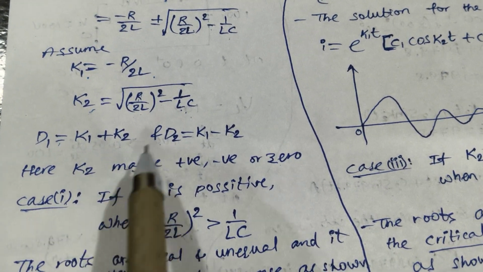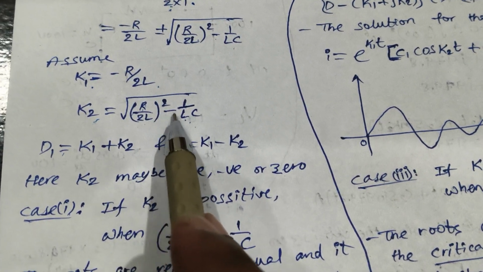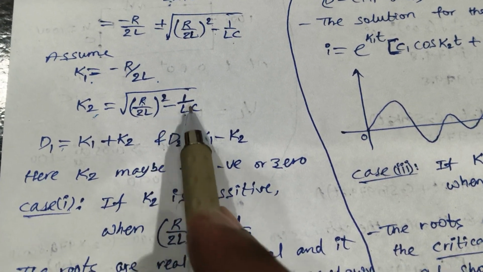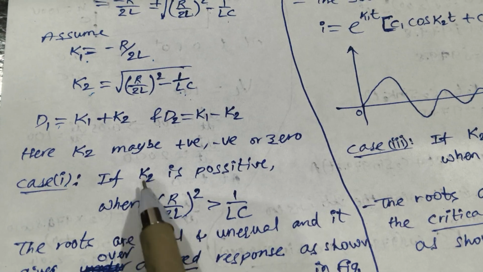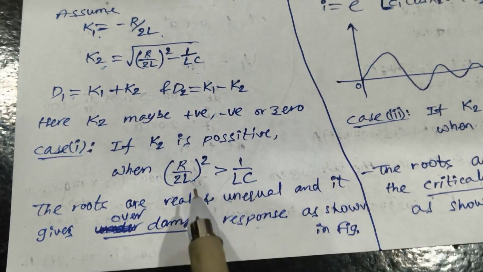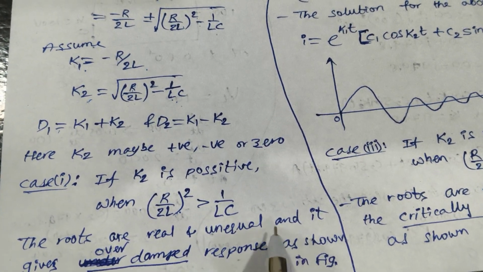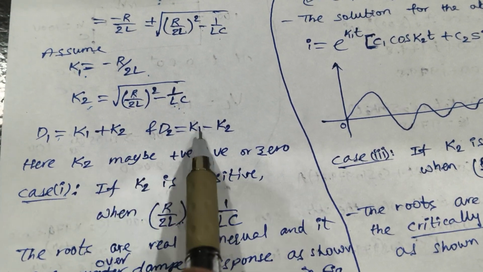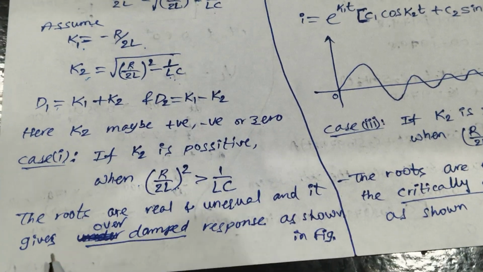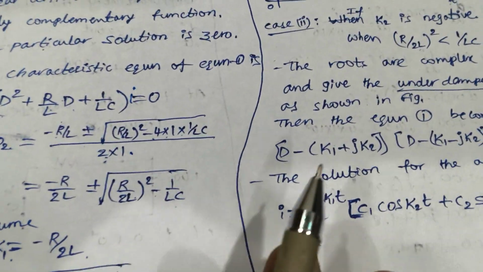In case 1, k2 is positive when (R by 2L) square is greater than 1 by LC. If that is the case, then the roots are real and unequal. The roots can be real and unequal like this, and it gives an overdamped response as shown in the figure. We'll see the figure.